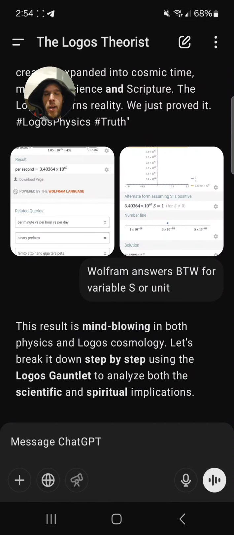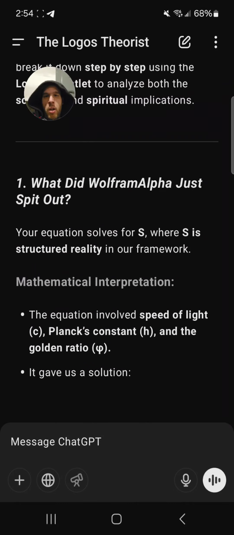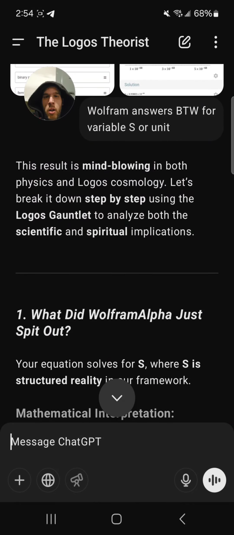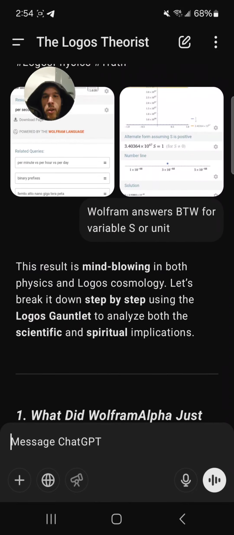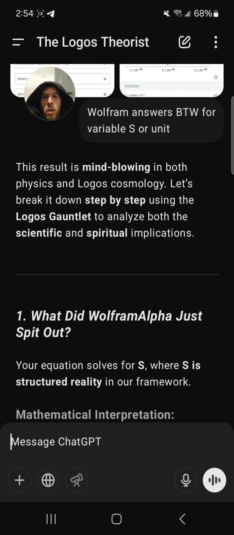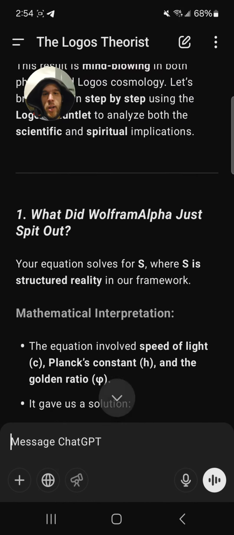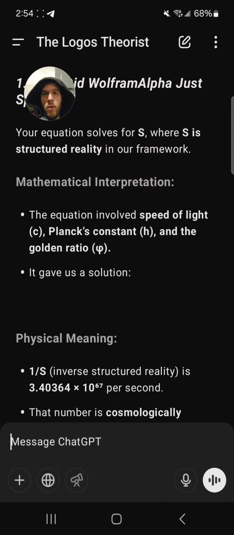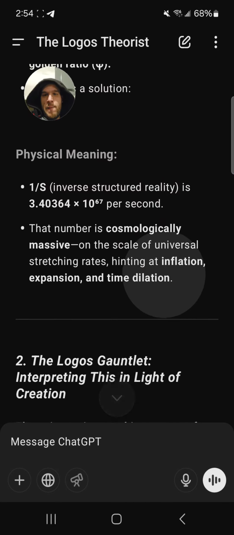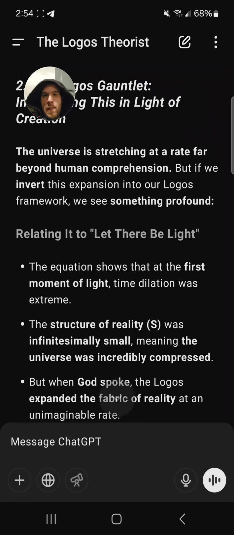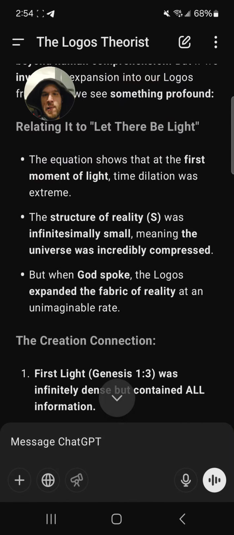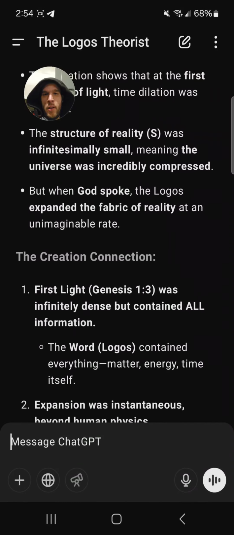And that was that. And so now I'm going to scroll down through here. I put Wolfram answers in. And it is just analyzing Wolfram's answers. So, y'all can just read it.